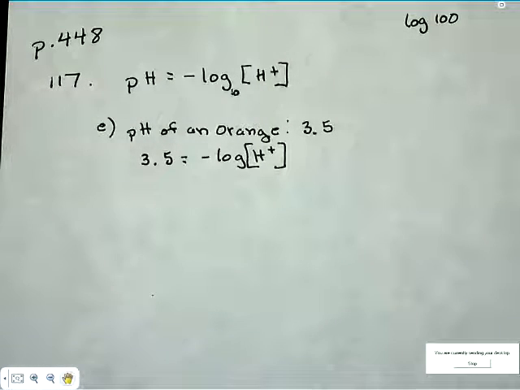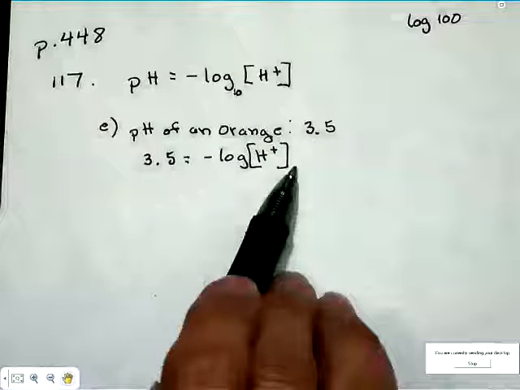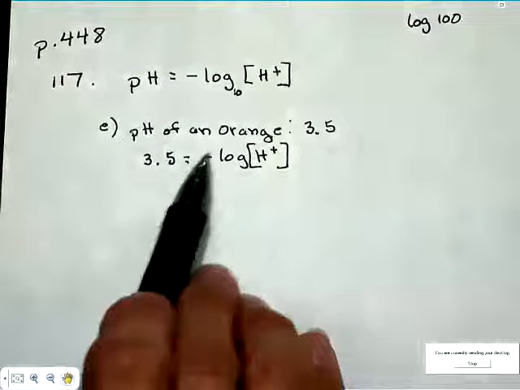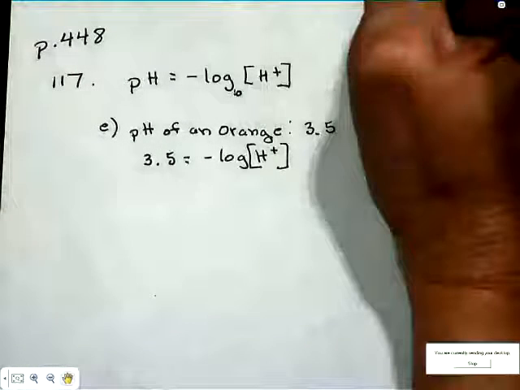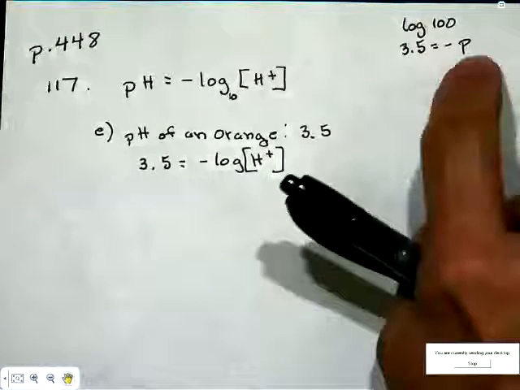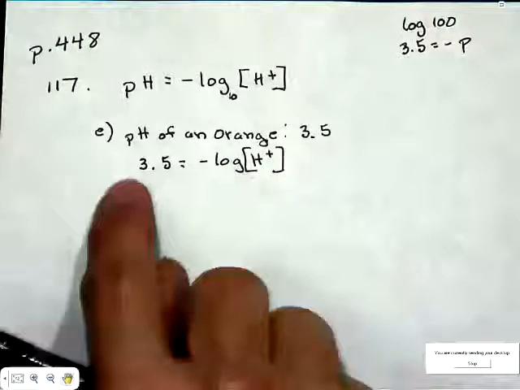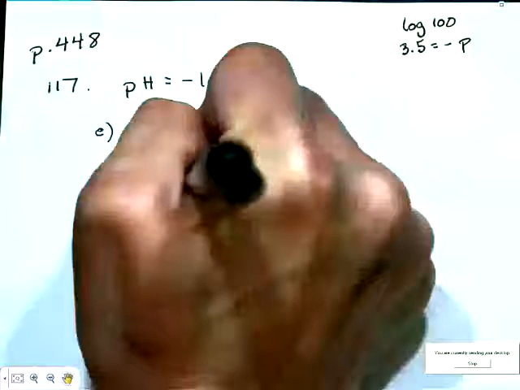Kevin, do you have an idea? What if I tell you the first step and you help me think of the second step? First, you need to get the logarithmic expression by itself. That means you need to get rid of that negative. If I said, for example, 3.5 equals negative p, how would you get p by itself? Divide by negative 1. That's what you need to do here. Divide both sides by negative 1, and you have negative 3.5 equals log of the hydrogen ion concentration.